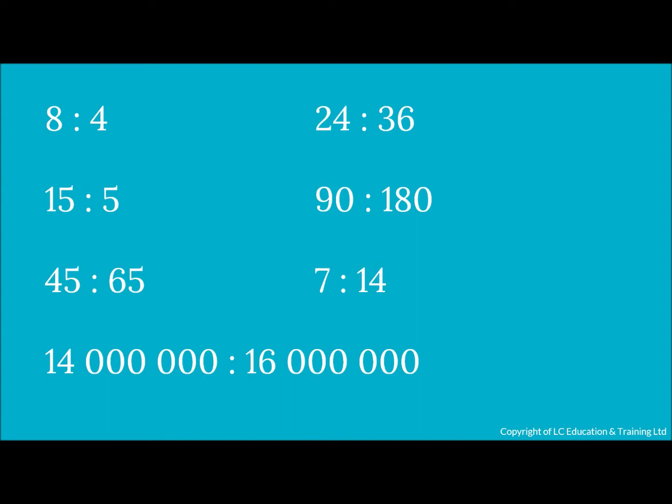Okay, so let's have a look at the answers. This one would simplify down to 2 to 1. This one, 3 to 1. This one is divisible by 5, so it breaks down to 9 to 13. These you can either do as even numbers and keep going, or you might spot that 6 goes into them both.